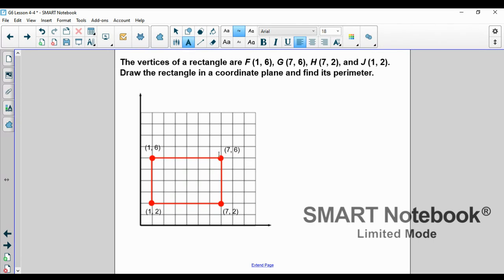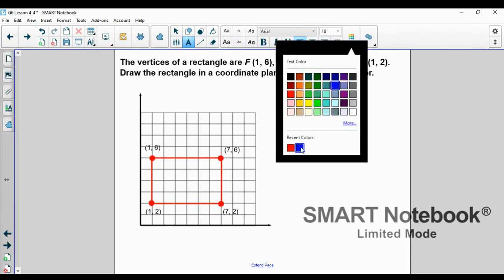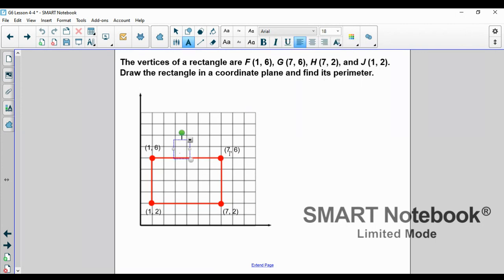So in order to find the perimeter, I need to know what these measurements are. I can look here, and since I notice this is a horizontal line, my y values are the same. I'm going to subtract my x values, and I get a total of 6. And if I count, 1, 2, 3, 4, 5, 6. And this would be the same down here, because it's a rectangle, the measurements are the same.